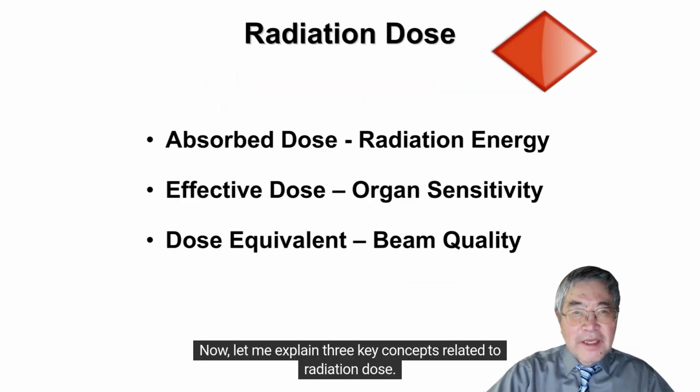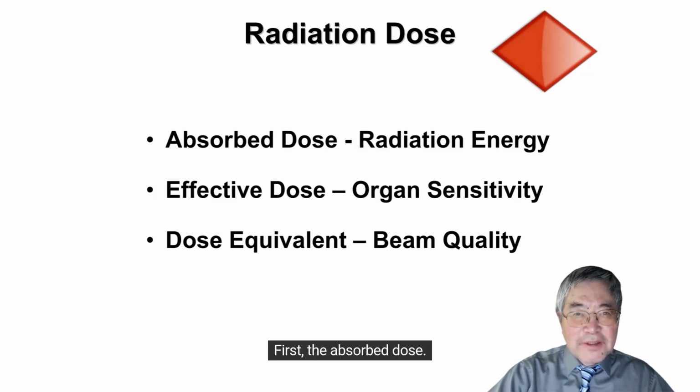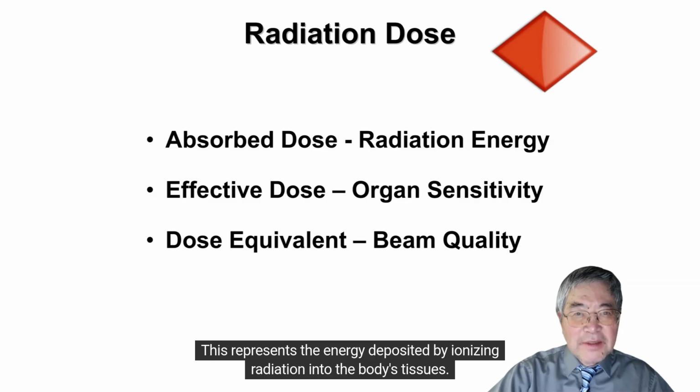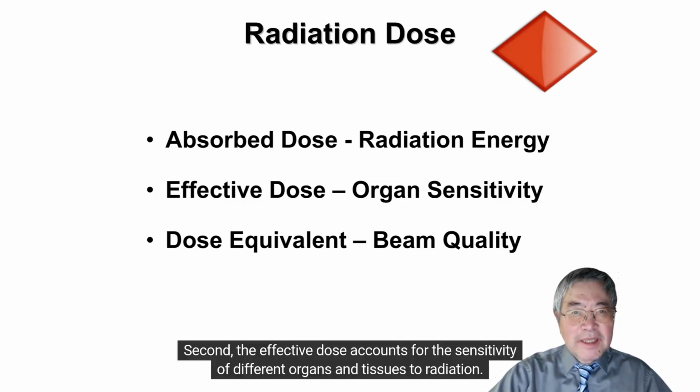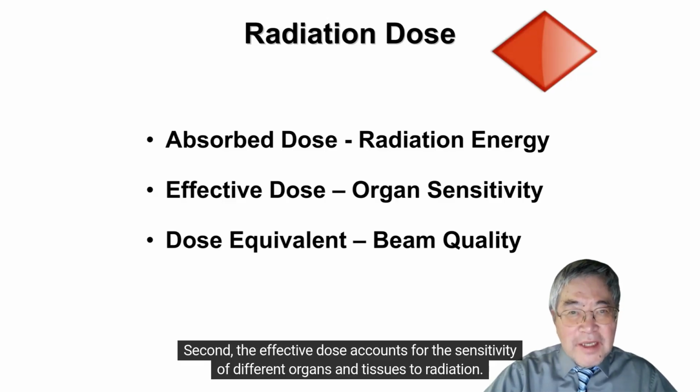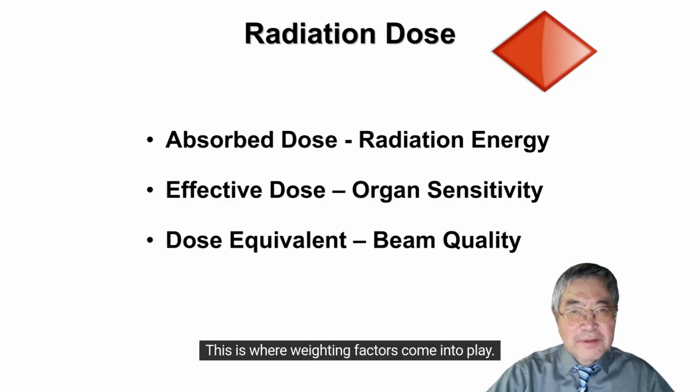Now let me explain 3 key concepts related to radiation dose. First, the absorbed dose. This represents the energy deposited by ionizing radiation into the body's tissues. It is a purely physical measure. Second, the effective dose accounts for the sensitivity of different organs and tissues to radiation. This is where weighting factors come into play.